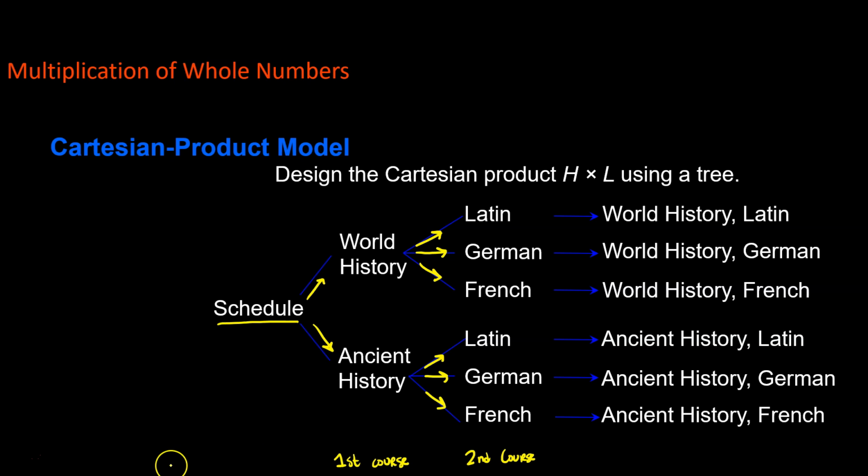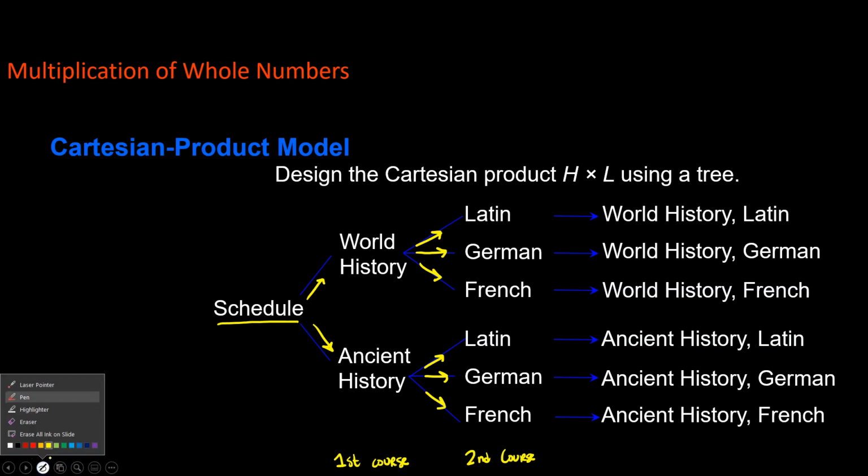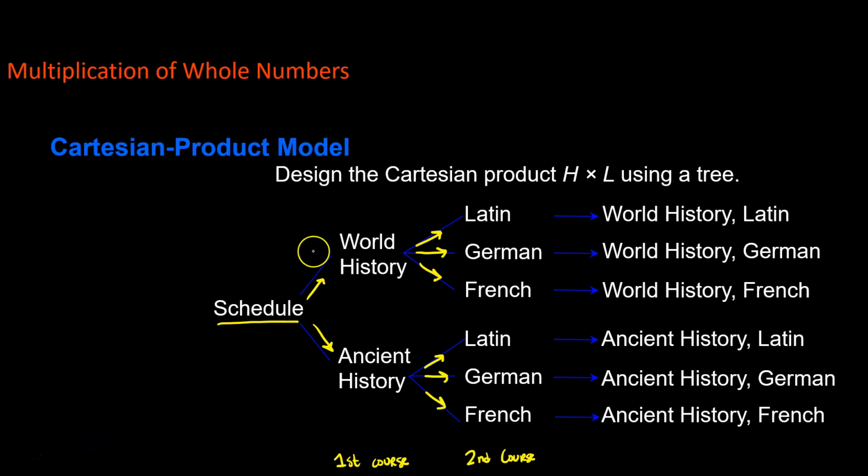And then to read our tree diagram, we'll just follow one of the branches. For example, maybe we chose world history for our first course and French for our second course. Our schedule would be world history and French.